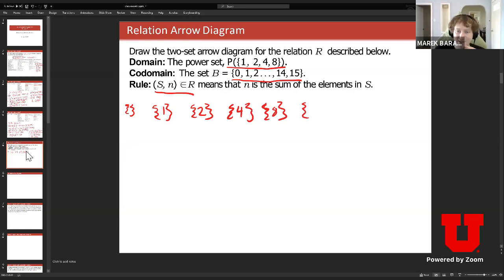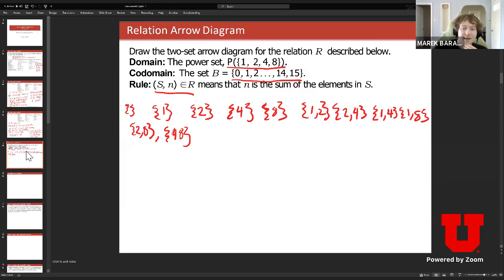And then for the 2 element ones, we have 1, 2, 2, 4. I'm not being systematic. 1, 4, 1, 8. And then we already did 2, 4, so we need to do 2, 8. And then 4, 8. And so when you're doing power sets of 4 elements, you should have 6 sets with 2 elements in them. So 1, 2, 3, 4, 5, 6. And this comes from the binomial theorem.